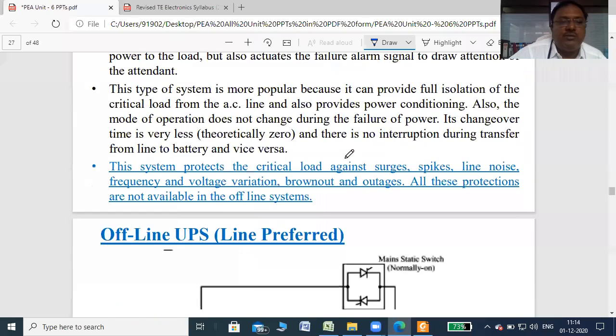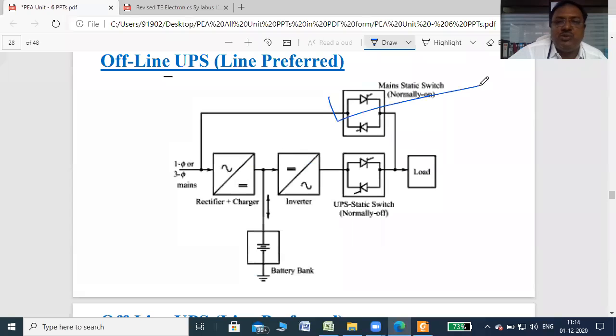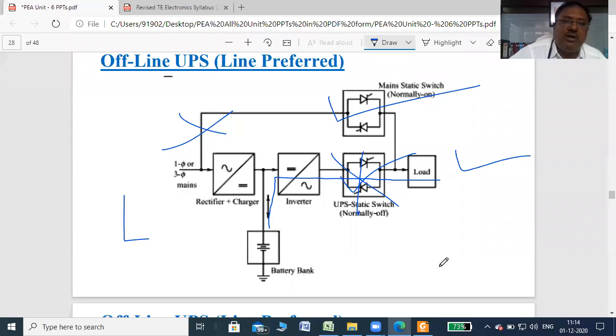Then offline UPS, in which the main switches, static switches, are continuously on and UPS switches are continuously off. If the mains fail, only at that time these switches turn on and the load is fed from the battery through the inverter and this switch, right? So this is called normally off, or you can say offline UPS. Such types of UPS are used at your home as an inverter.